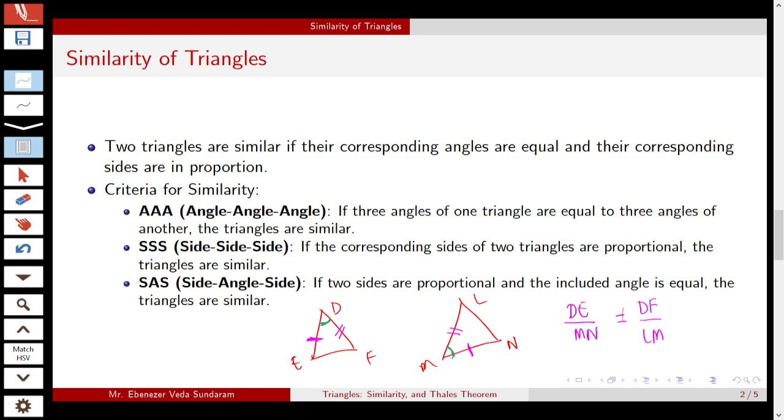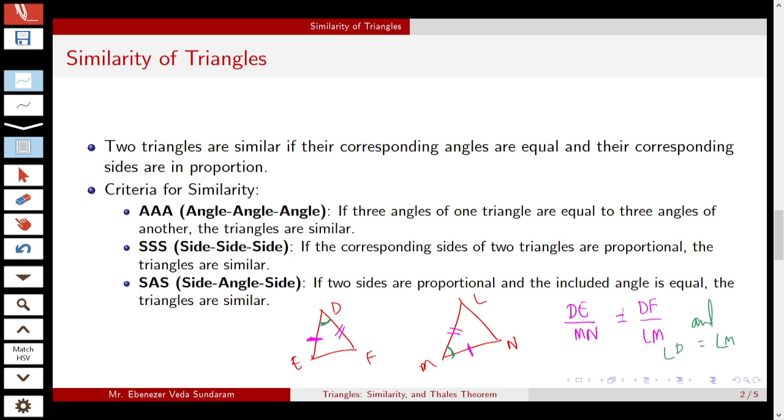So I am given that these two triangles have two sides proportional and angle D and angle M are equal. If I am given these conditions, then I can say that these two triangles are similar. So this is another criterion. The proof of this is beyond the scope of the video, but if you request it, I can give it. Now how do I write the similarity criterion for this?